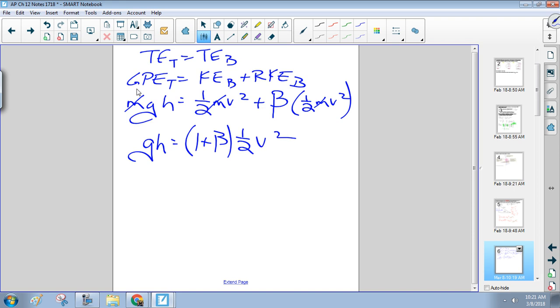Yep. So again, right now I'm walking down the path of finding that velocity at the bottom of the ramp. Everybody good? Okay. So multiply both sides by 2 and divide by 1 plus beta, and you get 2gh over 1 plus beta equals v squared. And we could certainly take the square root of both sides of that and find the velocity. Yes?